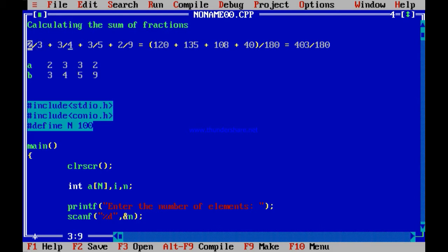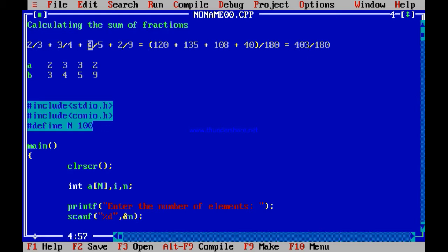Then I will divide the LCM by B1 and multiply it by A1. Then I will divide the LCM by B2 and multiply it by A2. Every time, whatever I get as a result, I will keep adding to a sum to get the numerator. Understand? And the denominator will be the LCM itself.